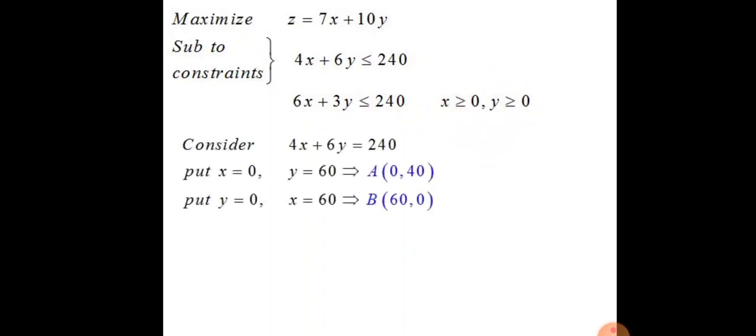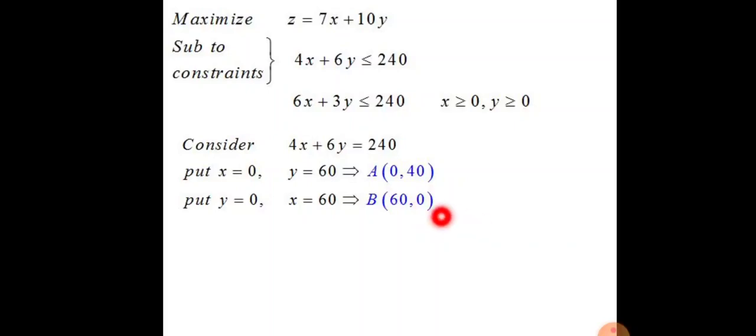Consider 4x plus 6y. First equation, 4x plus 6y equal to 240. Put x equal to 0 here, we get y equal to 40. So that is the point 0 comma 40. Put y equal to 0, we get x equal to 60. That is 60 comma 0.